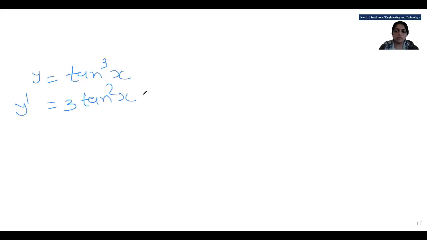Now, suppose our question is y equal to tan cube x. What will be the answer? 3 tan square x into sec square x, because the derivative of tan x is sec square x.